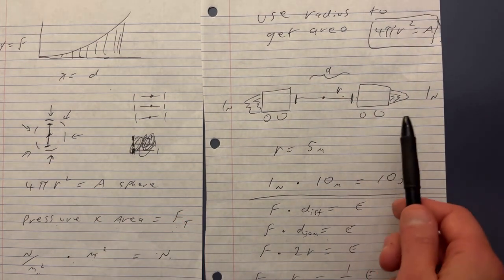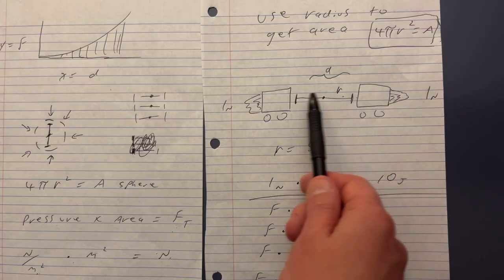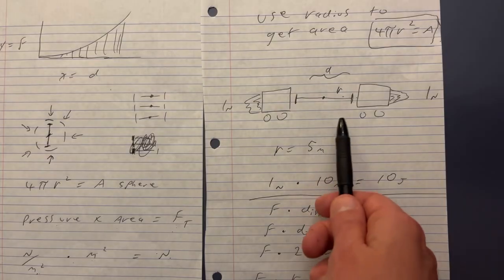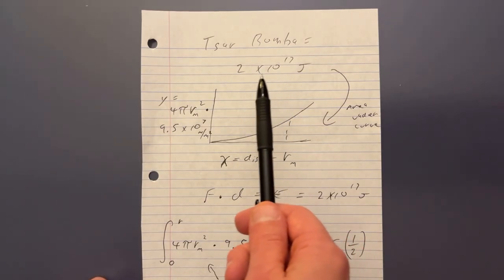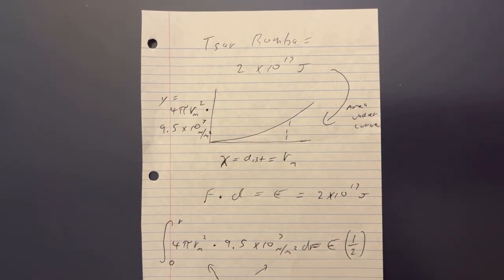So if we're measuring energy in terms of radius, we have to cut our energy in half. But if we're measuring it in terms of diameter, we could just leave it the way it is. But we have to use the radius because the area of a sphere is 4 pi r squared. Okay, Tsar Bomba energy, 2 times 10 to the 17th joules. And I know that's correct because I got it off the internet.